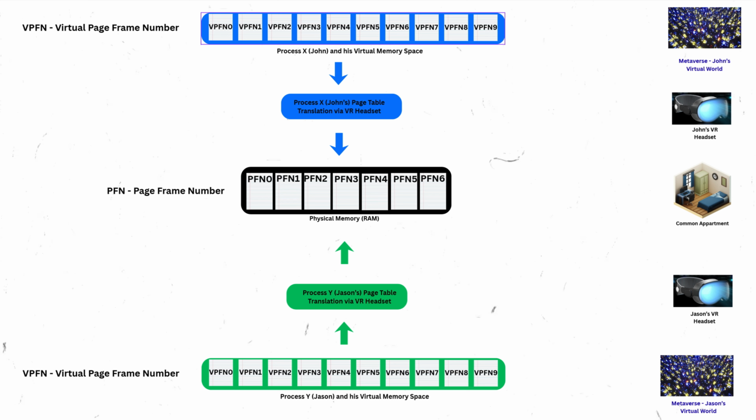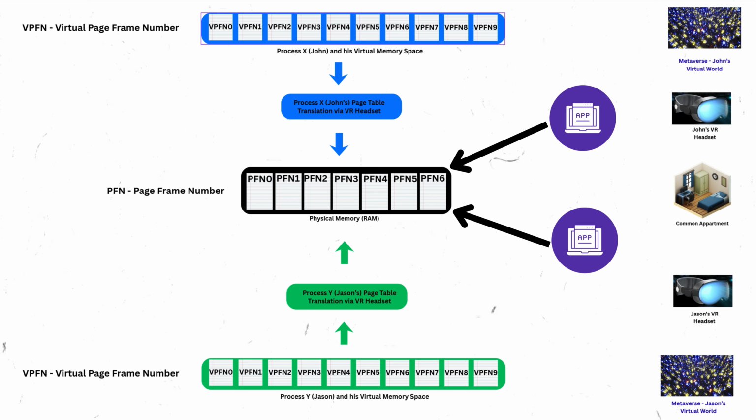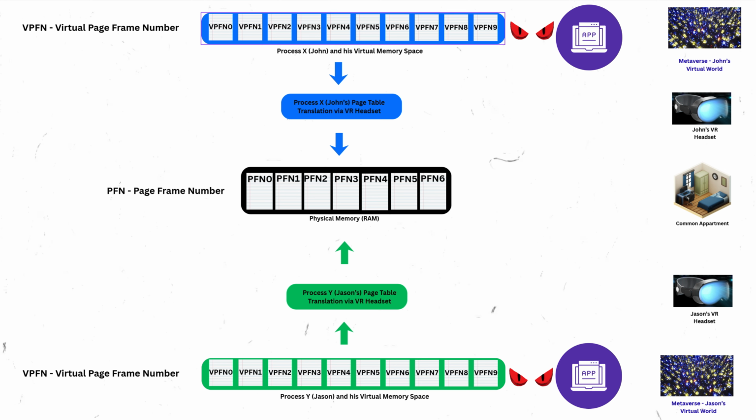So next time an interviewer asks you, can an application directly access the physical RAM? The answer is no. Every process only sees its own virtual memory, which is mapped to physical memory through the page table. Let's see some action.